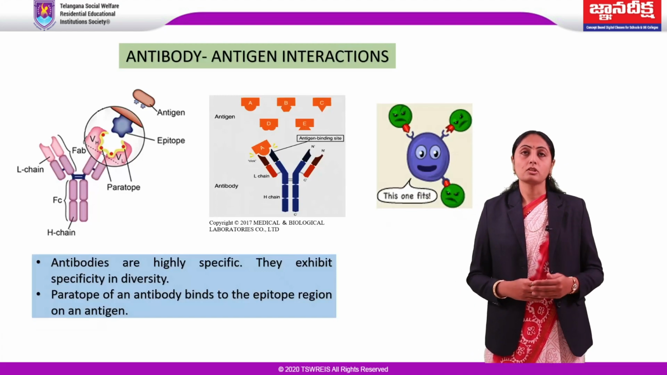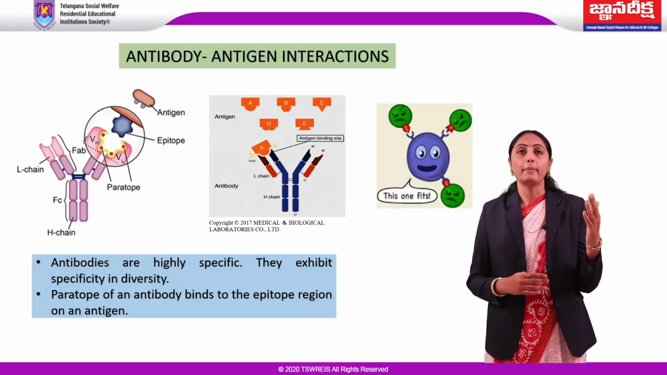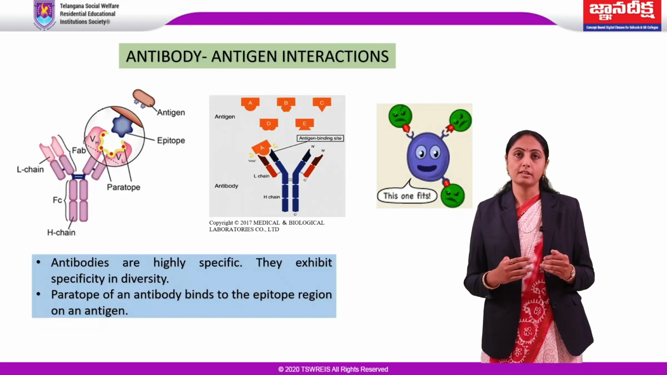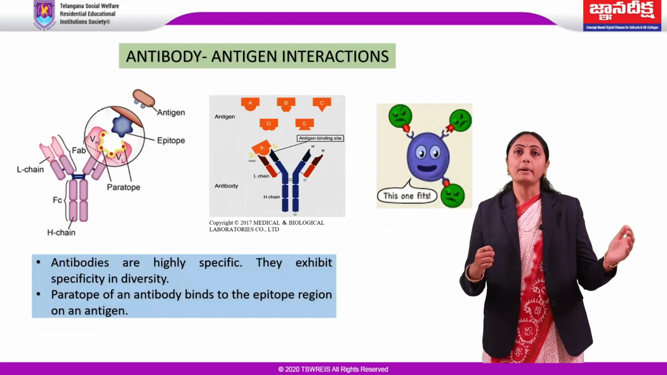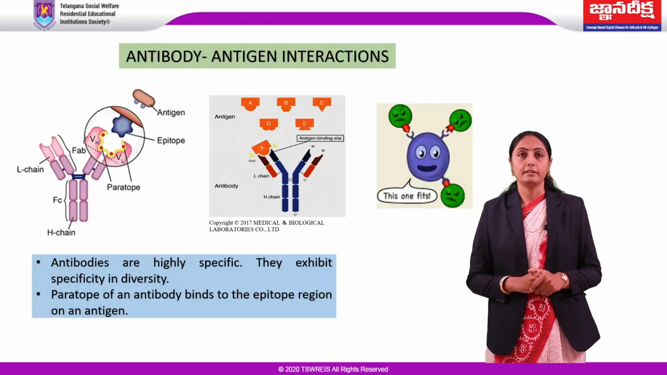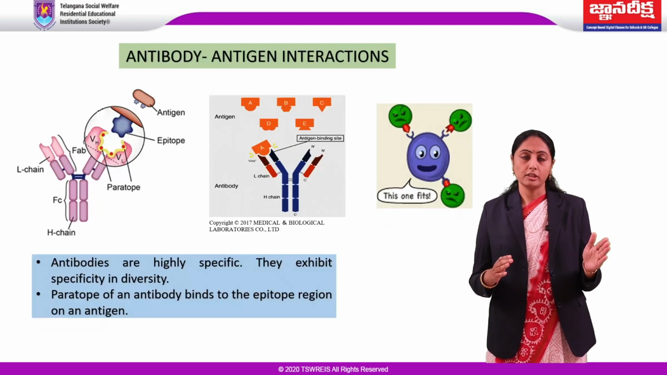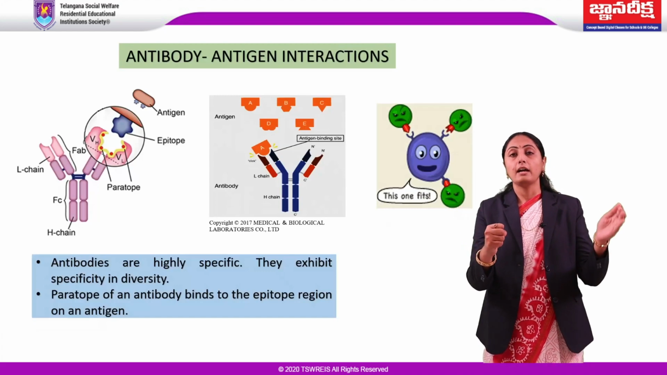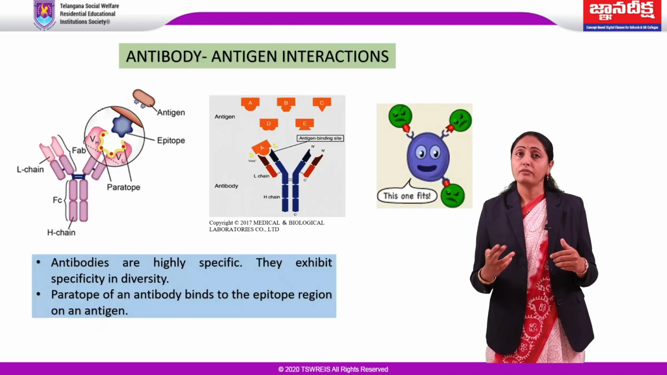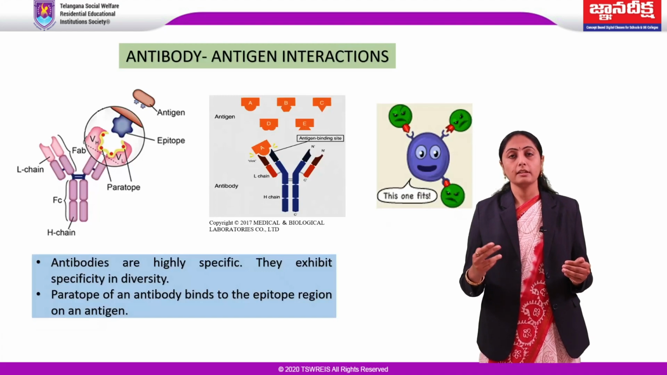The variable regions of the FAB fragment that interact and bind to an antigen are called paratope. The site on an antigen which triggers an immune response and where an antibody binds specifically is called an epitope or antigenic determinant. Simply, antigen-antibody reactions involve interaction between an epitope on an antigen and a paratope on an antibody. Different epitopes can elicit different antibody responses. So, antibodies show specificity in diversity.